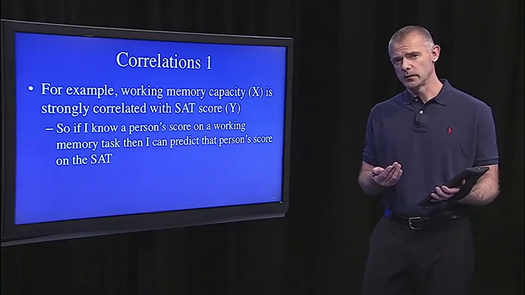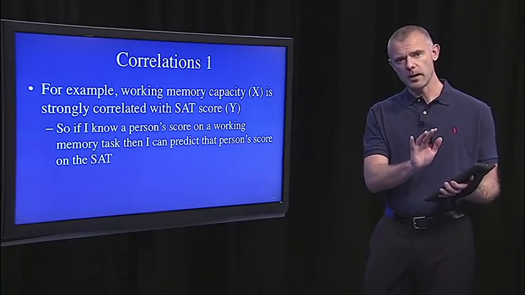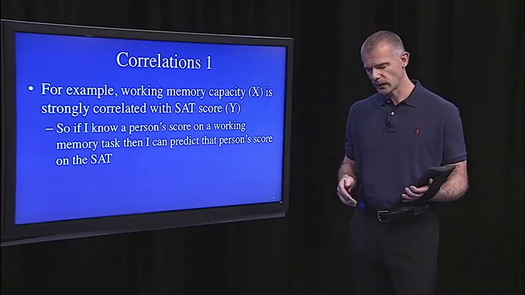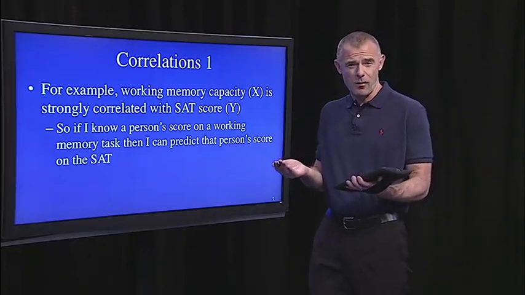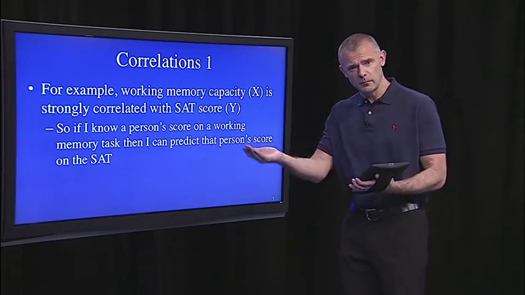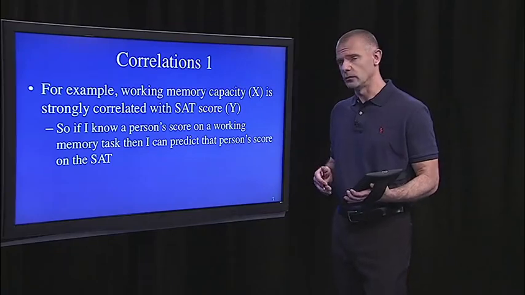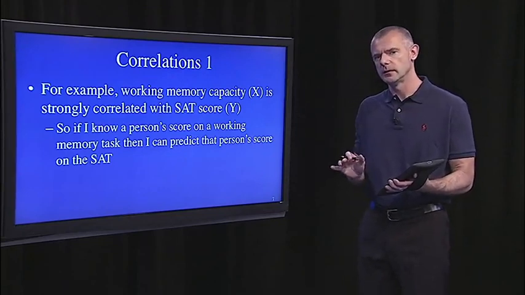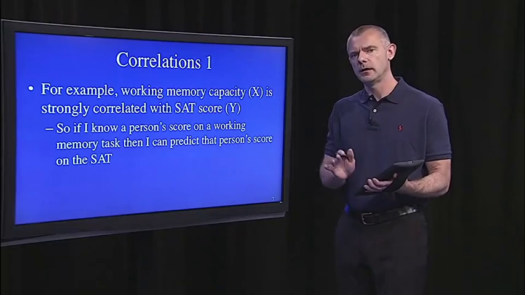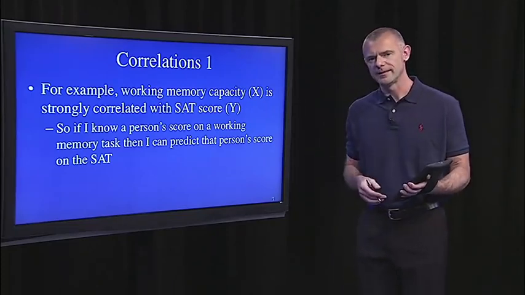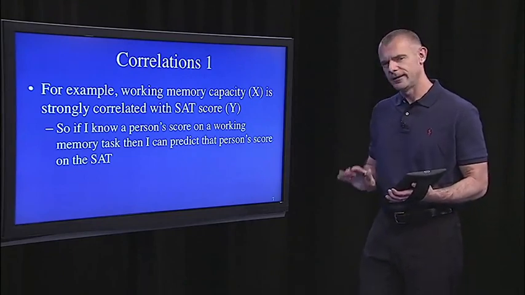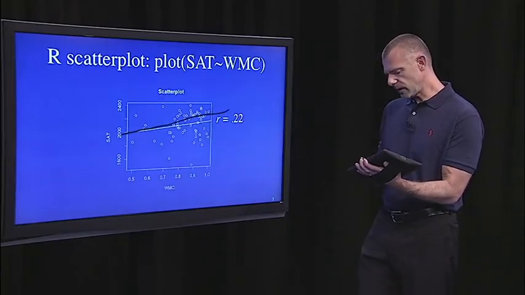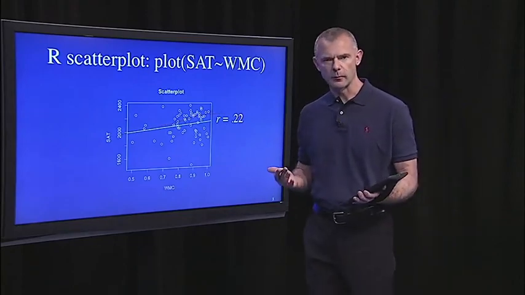So if I know a person's score on a working memory task, then I could predict how well they might do on the SAT. And if we know how well someone has done on the SAT, then we can predict how well they might do in college. The correlation between SAT and first-year grades in college is modest, but it is there and it's significant, which is what the SAT uses to justify their existence. So that's best illustrated using a scatter plot.